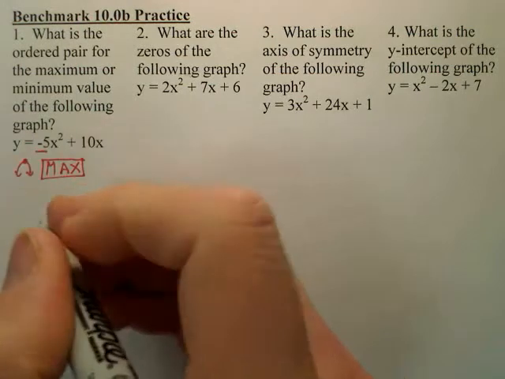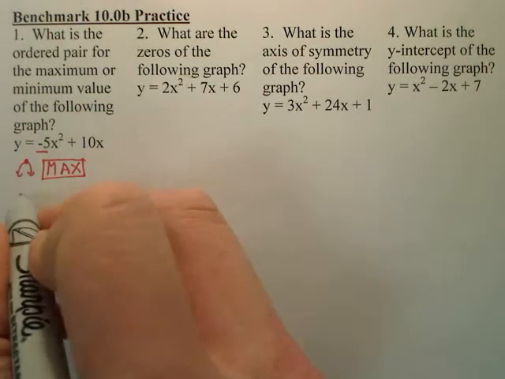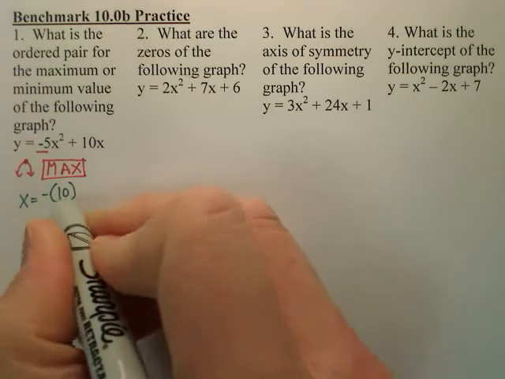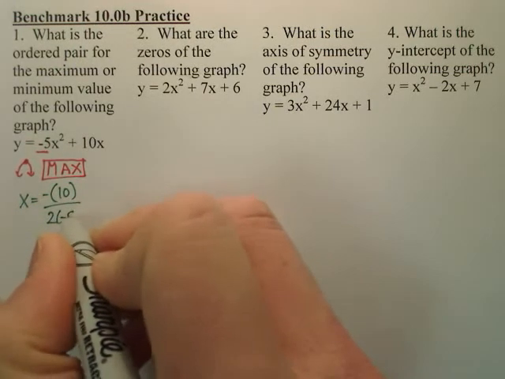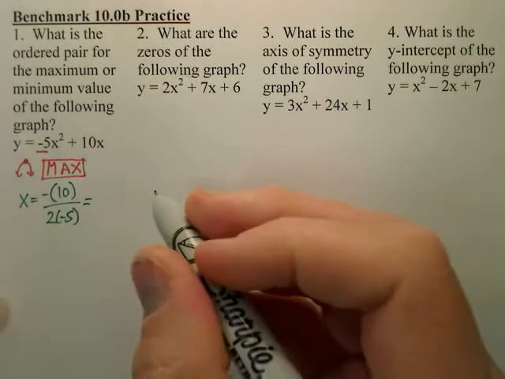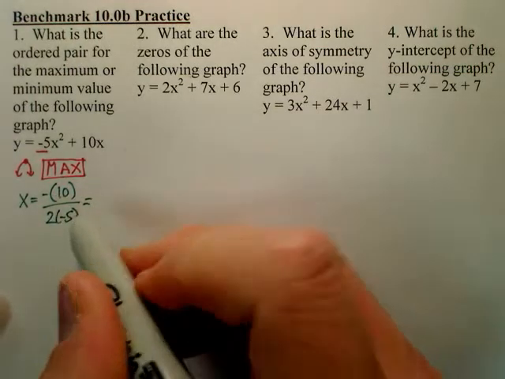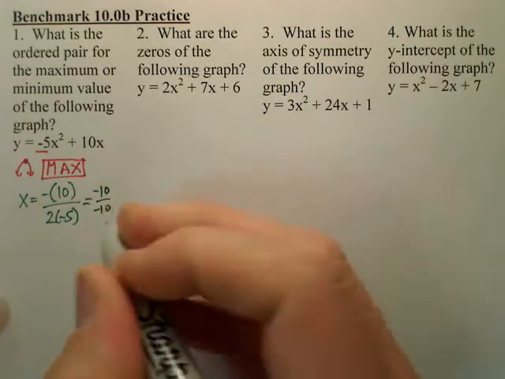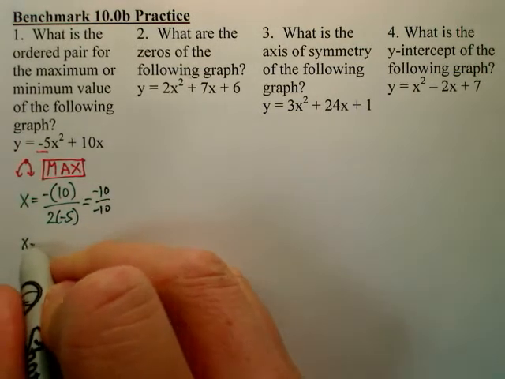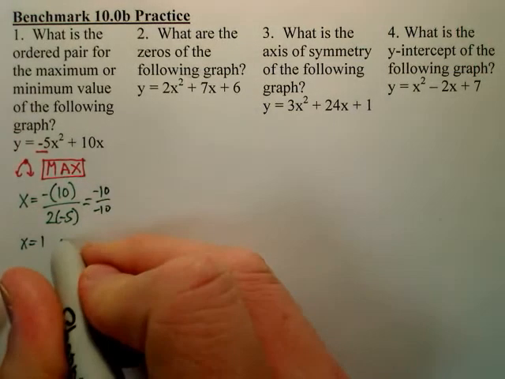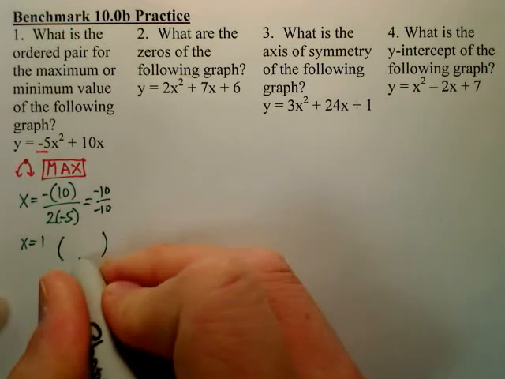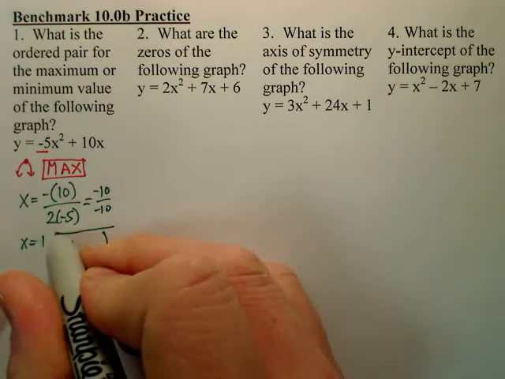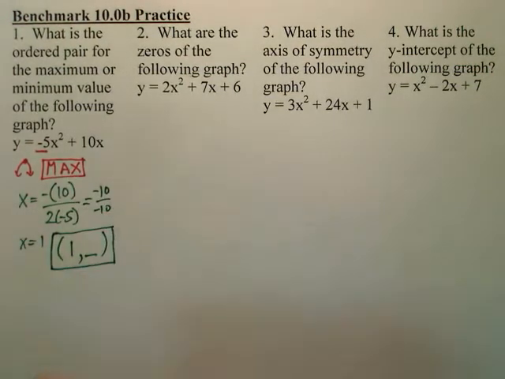Now, to find the max or min, we're looking for a vertex. So we have to do x equals negative b, b is 10, over 2a. And when we do that, we get negative 10 over negative 10, which is, we get x equals 1. So I know my vertex or my max is going to be 1 something. That's going to be my answer. And it is a max.